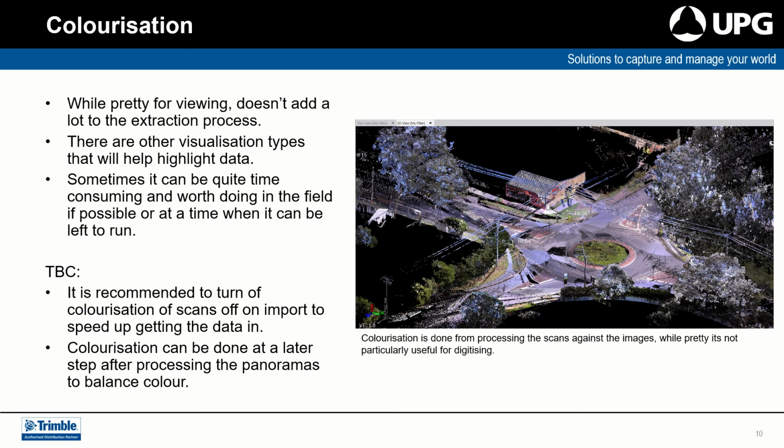So in TBC, there is an option in the point cloud tab that allows you to process the panoramas, which will blend the edges of each of the images that form a panorama, and also can balance the color. This can have an impact on the overall quality of the colorization step. And then you can rerun that against your point cloud to help improve the colorization.